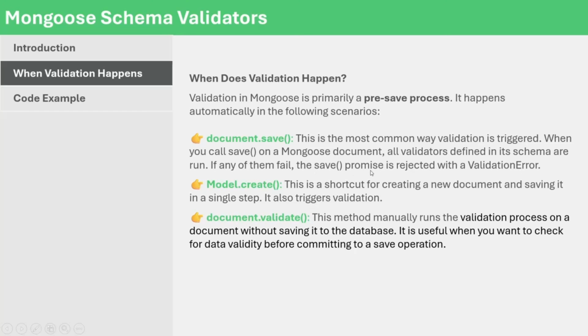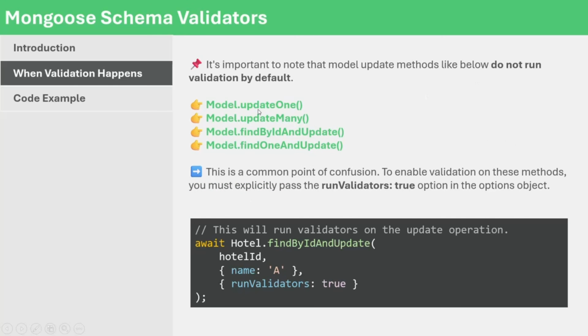But you also need to remember that there are some methods which do not call the validators by default. So for example, the update methods like updateOne, updateMany, findByIdAndUpdate, and findOneAndUpdate, these are some update methods which do not run the validation by default. When we use the save method or create method, they run the validation on the document by default. But these update methods do not run the validation by default.